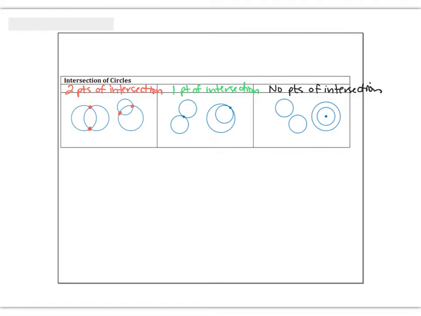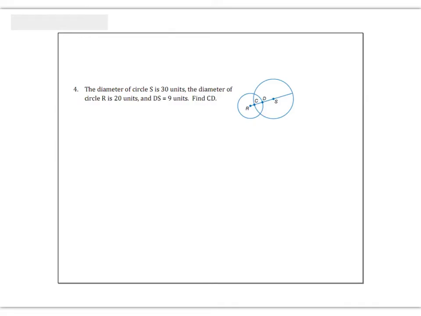The only other scenario besides the ones that you see here is if you happened to have two circles that were exactly on top of each other, then they would have infinitely many points of intersection. But other than that, your only options are 2 points of intersection, 1 point of intersection, and no points of intersection. You can never get 3 points or 4 points or any other number. Let's move on to something a little different now.